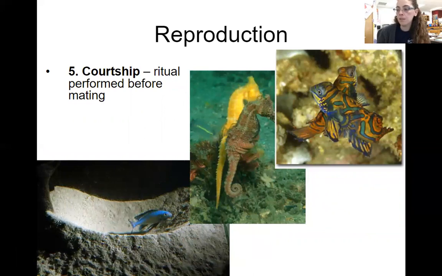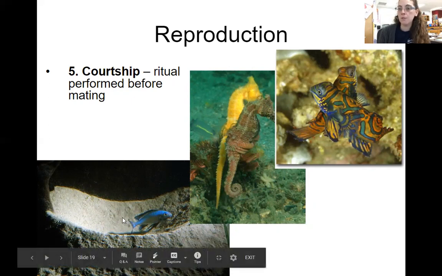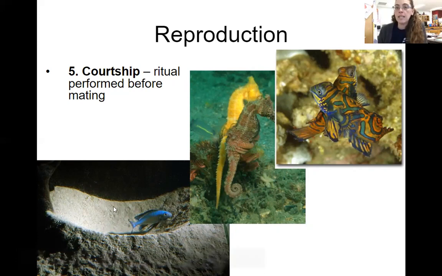Oftentimes, if brooding's involved, there's also going to be a courtship. So it might be a little dance or nest building. So here with our African cichlids, the male will build a nest, female will lay her eggs, and then he'll guard the eggs there in the nest.